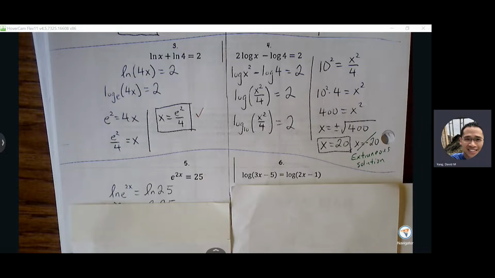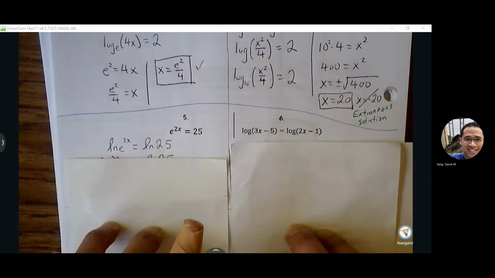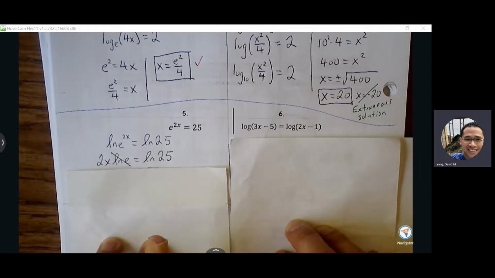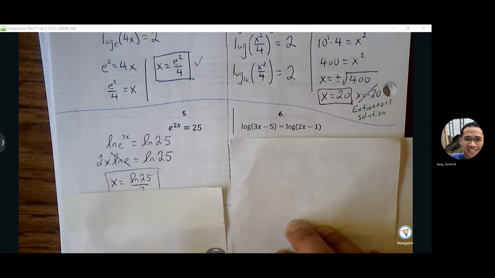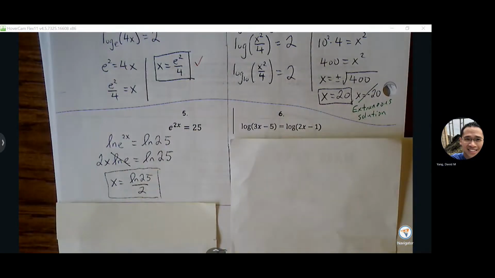Bring the 2x down, take away the natural log of e, because natural log of e is just 1. And then divide by 2. No need to check for extraneous solutions, because this is not a log equation.